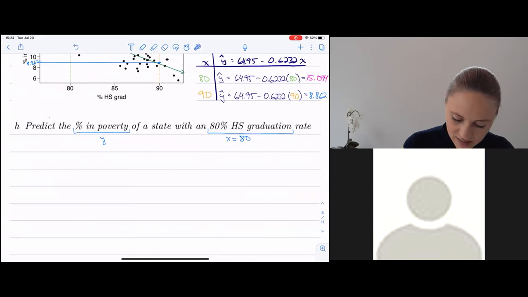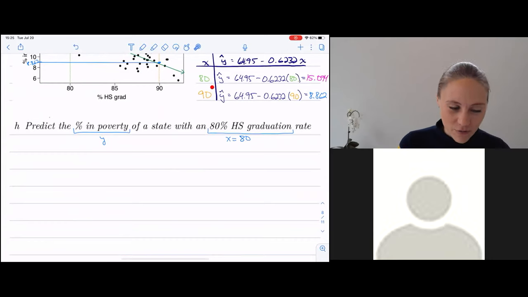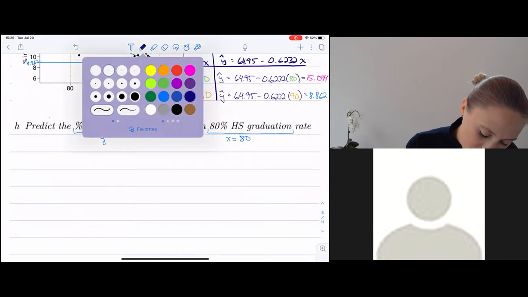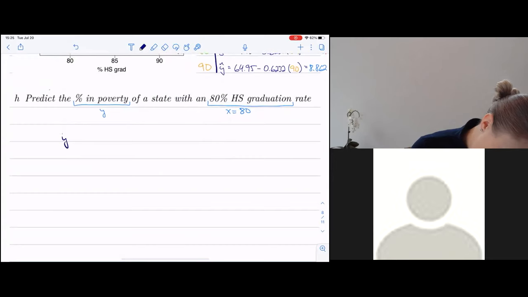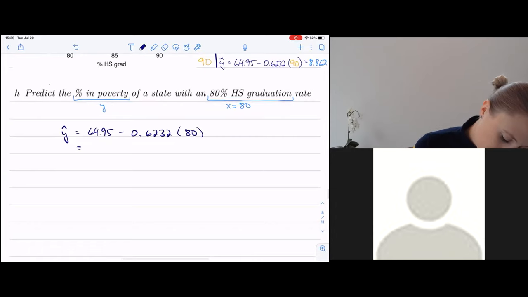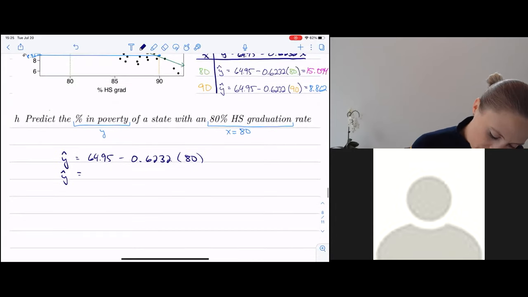Hey, we already did it with an 80% graduation rate. Note to self, I should have done 85 here because it's not part of the question. But let's just do it for good measure here. So y hat is 64.95 minus 0.6232 times 80, which is 15.094. And I'll just say also done above.